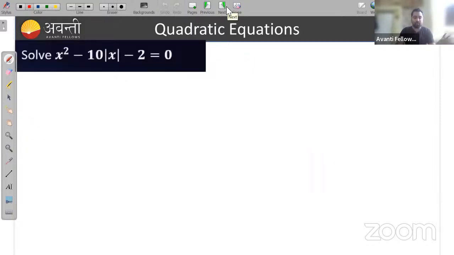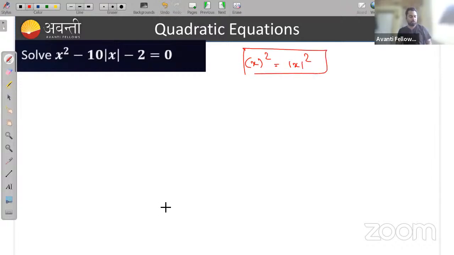So let's start with our question. The first question is on your screen. Try to solve it. Solve the quadratic equation x square minus 10 into mod x minus 2. How can you solve it? Guys, what are the roots of this quadratic equation? Anyone can say? All of you know one concept I'm saying: x square is equal to mod x square. Remember, these things are the same. Okay, so can you solve this question? Anyone can solve this and answer in the chat box?